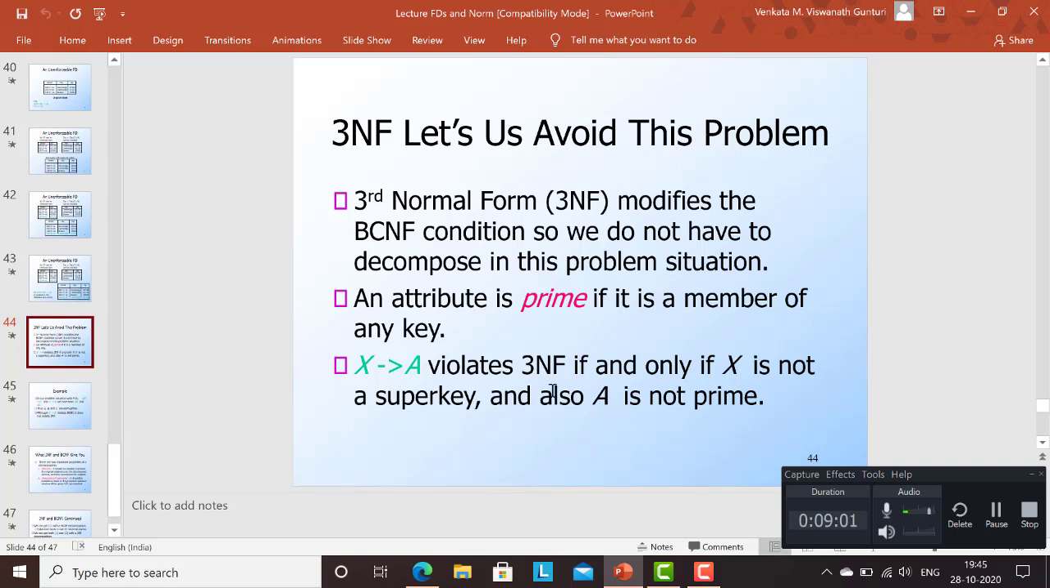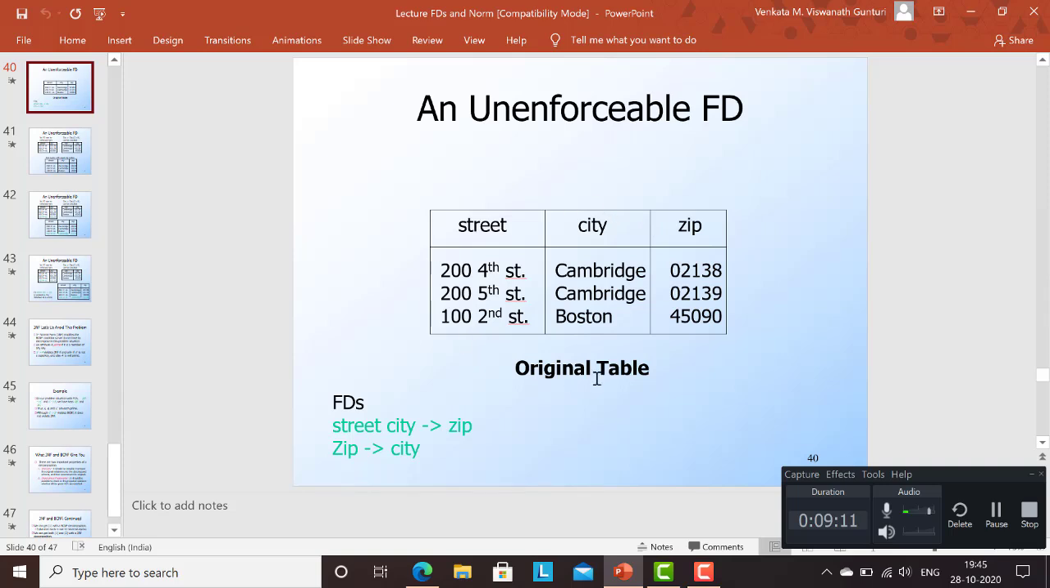Now what happens when I relax this kind of a thing? This table, with both these FDs, was not in BCNF because of this particular FD. But now I'll say that both these FDs are allowed, because over here city is a prime attribute, it is part of a key. So this table will no longer be decomposed in 3NF.